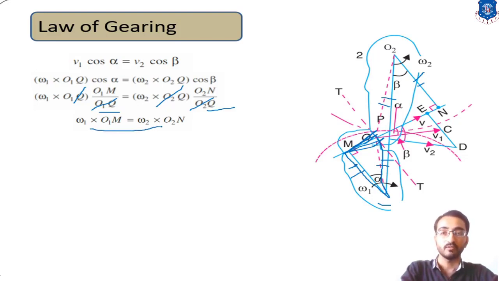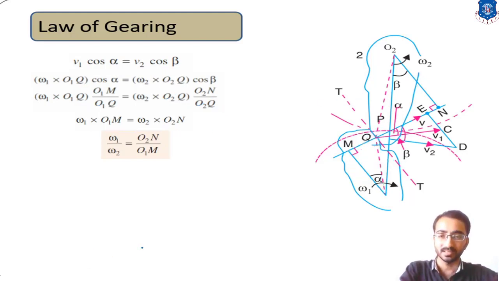Okay, so now from this equation we have to derive the angular velocity ratio omega 1 upon omega 2. It can be written as O2N upon O1M. Now in this case let's derive it for the terms O2N and O1M. O2N is the distance which is sketched with the red line, and over here it is O1M.